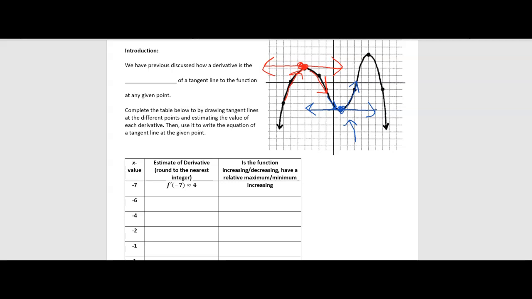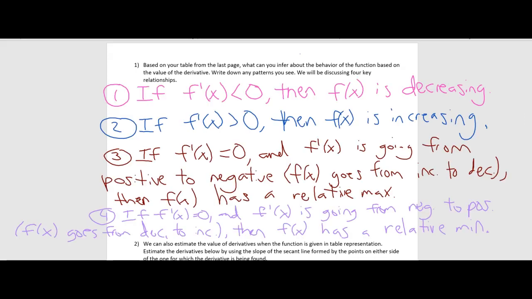I am going to go to the next page, and I'm going to put those 4 relationships on the page just so we have them in Word form, and then you can feel free to copy them down. All right, so here are the 4 relationships that we need to take away. Again, just to reiterate these, if the derivative, so if f prime of x is less than 0, then f of x is going to be decreasing. If f prime of x is greater than 0, then f of x is increasing.